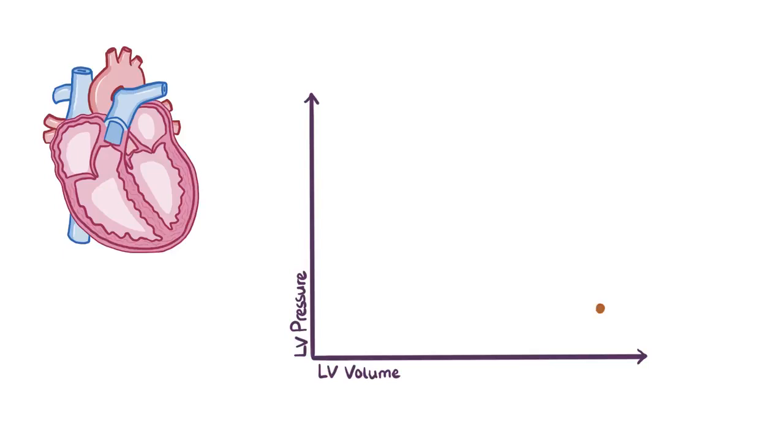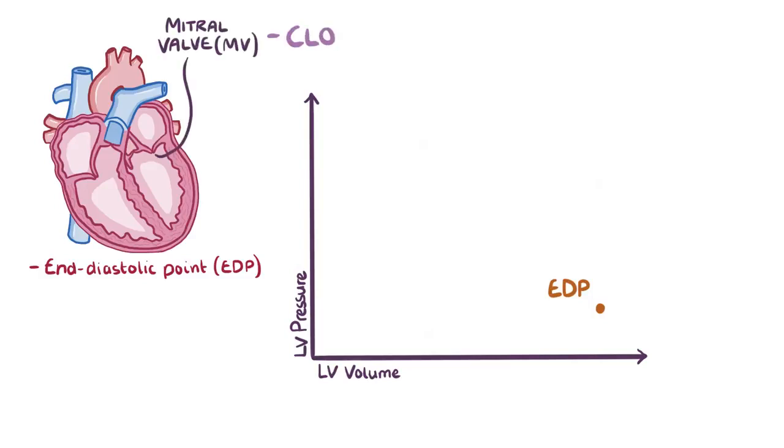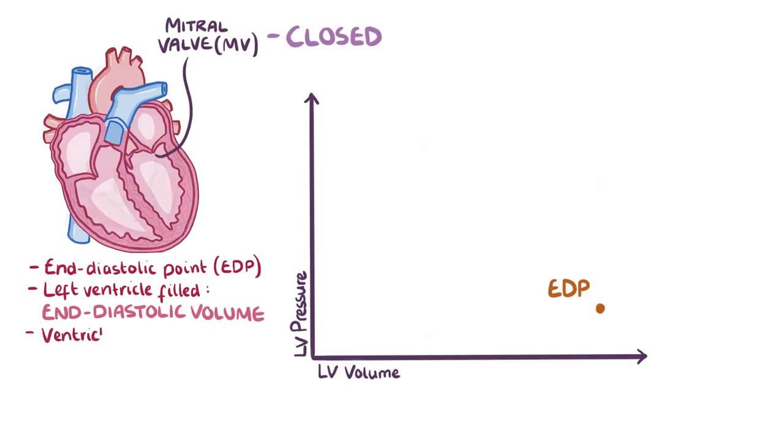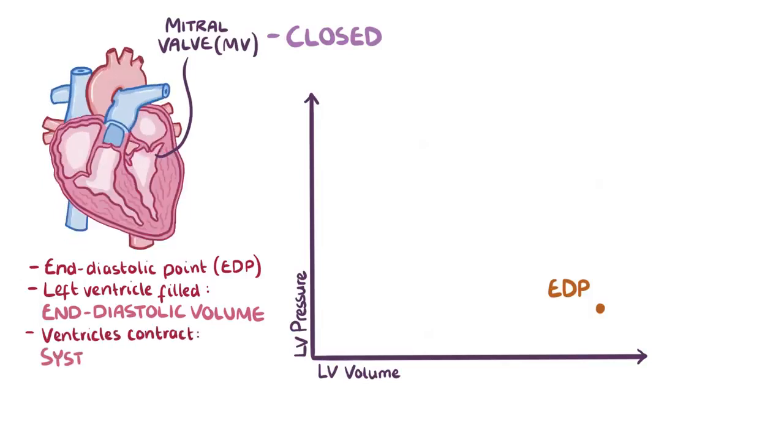The bottom right-hand corner of the graph is called the end diastolic point. And you guessed it, that's the point in the cardiac cycle when diastole is over. So at this point, the mitral valve is closed and the left ventricle is filled with the maximum amount of blood that can be inside it. And that amount is known as the end diastolic volume. After that, the left ventricle contracts, and that's the beginning of systole.